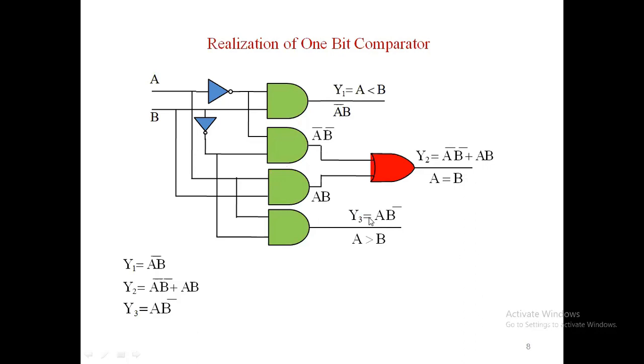And y3 is ab bar, that is a is greater than b. We have to connect the values. One is a, another one is the b bar connection, and we will get this output expression.